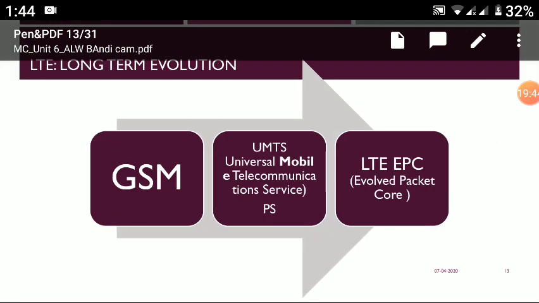Actually, this is where the long-term evolution concept comes into the picture. First the GSM, then UMTS, that is Universal Mobile Telecommunication Services. Then after that, long-term evolution with the evolved packet core, which is the advanced version of the GSM. So ultimately you people can get a clear idea about the evolution terms, how they come into the picture for the further generation.